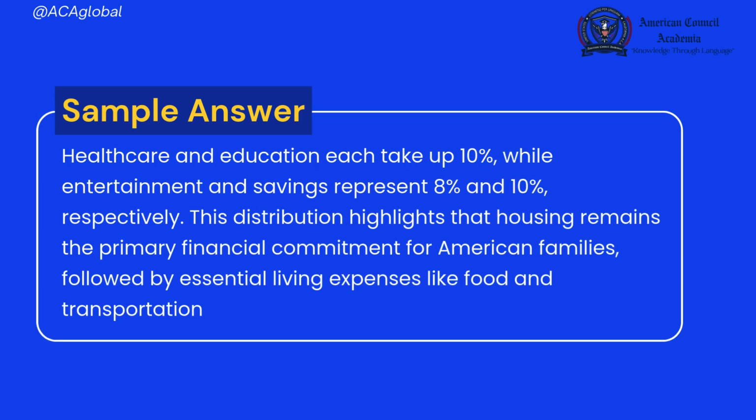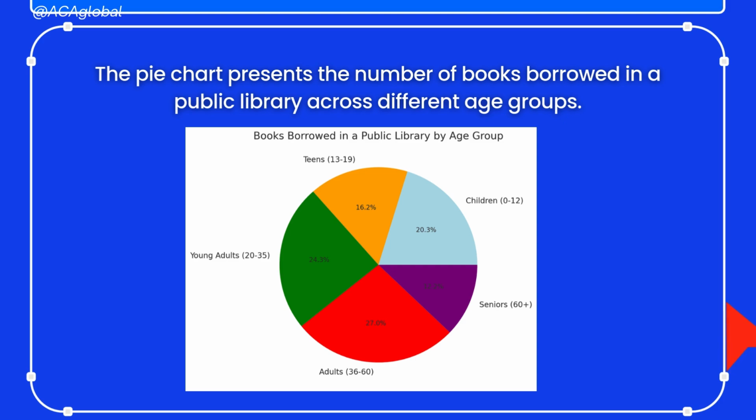Healthcare and education each take up 10%, while entertainment and savings represent 8% and 10%, respectively. This distribution highlights that housing remains the primary financial commitment for American families, followed by essential living expenses like food and transportation. The pie chart presents the number of books borrowed in a public library across different age groups.